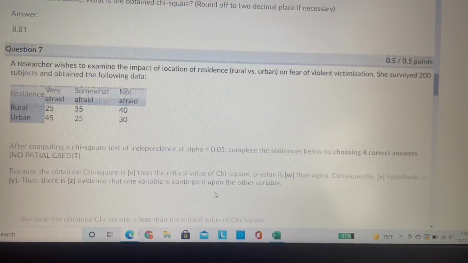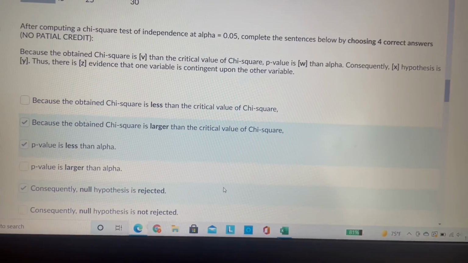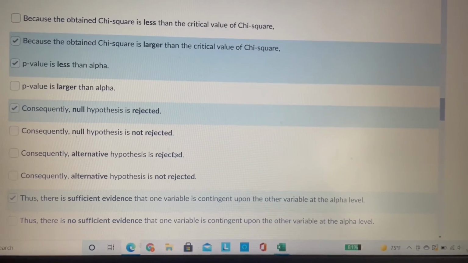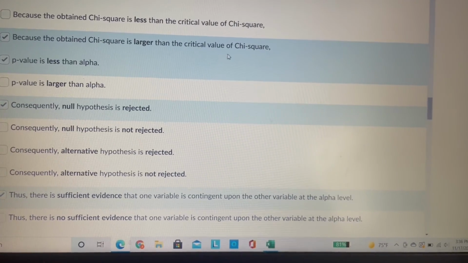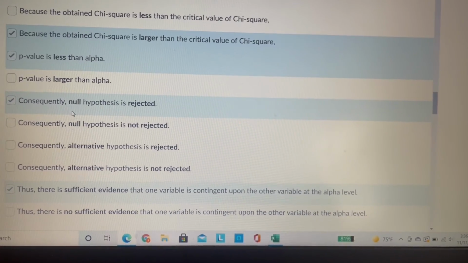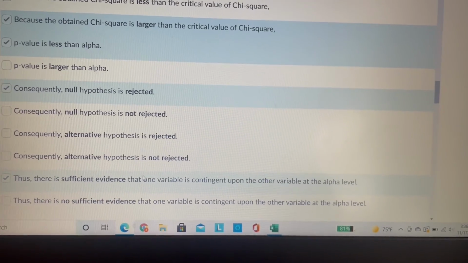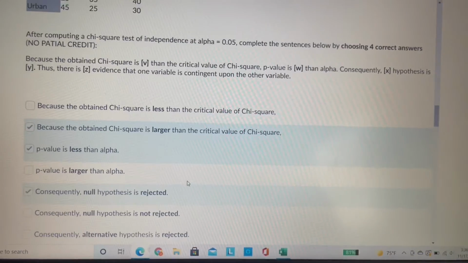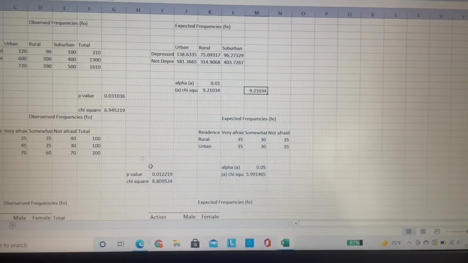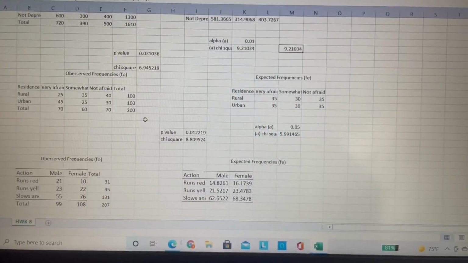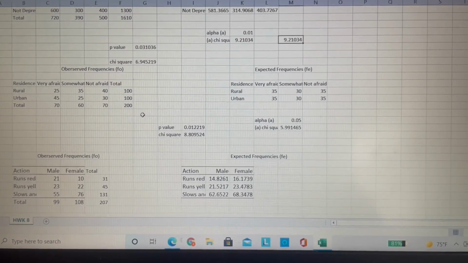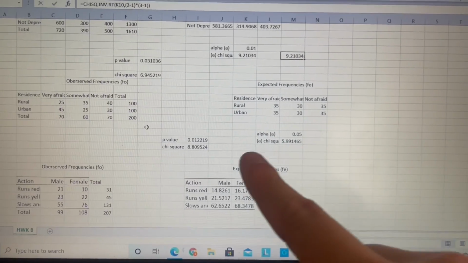Now let's go on to a question like 7. Basically, the chi-square was larger than the critical chi-square, and the p-value was less than alpha, which means the null hypothesis got rejected and there is sufficient evidence. This would be for this graph right here, the one in the middle. You can see my work right there. Basically, you use this information right here to fill that out.